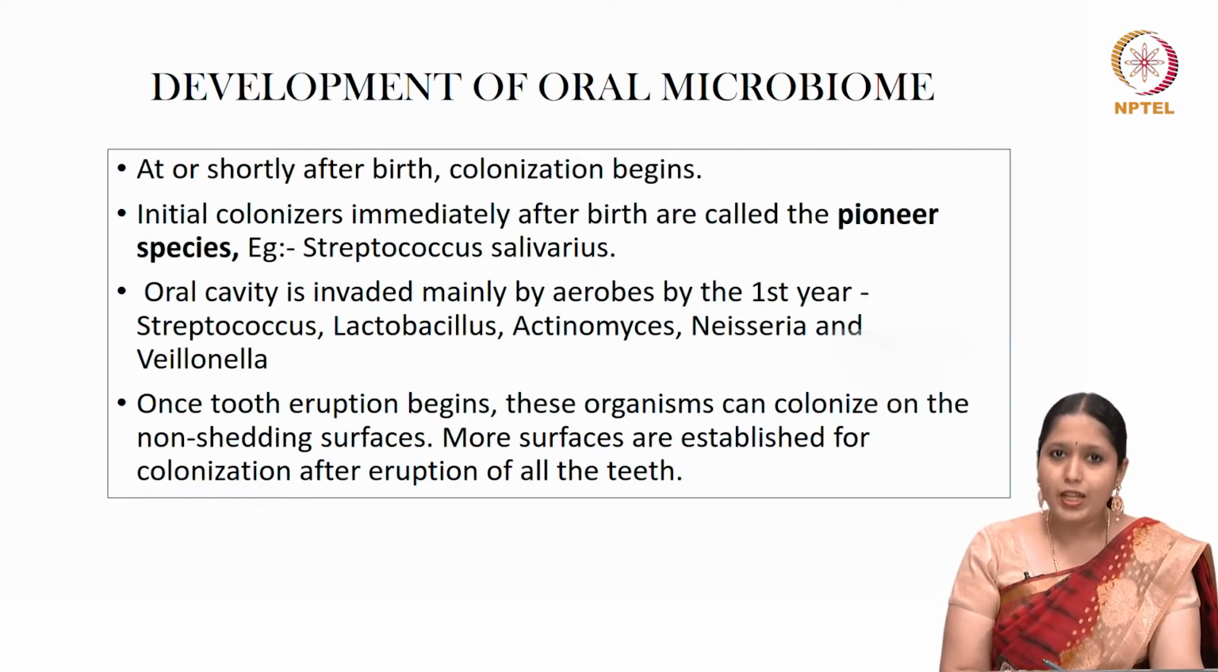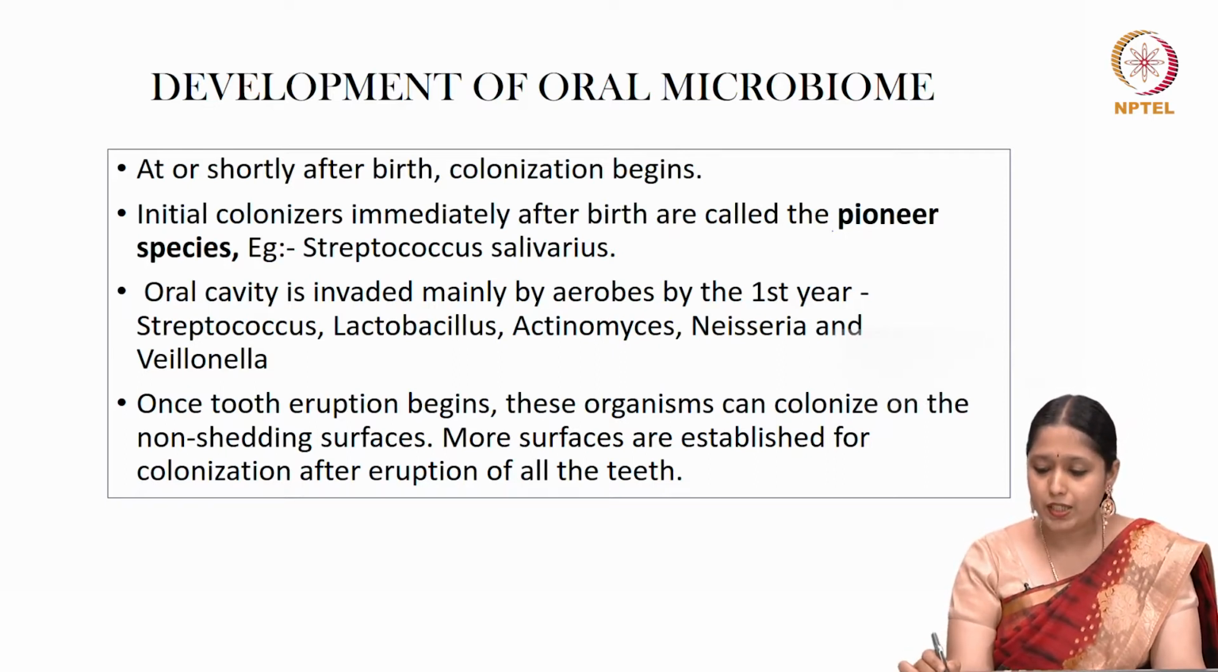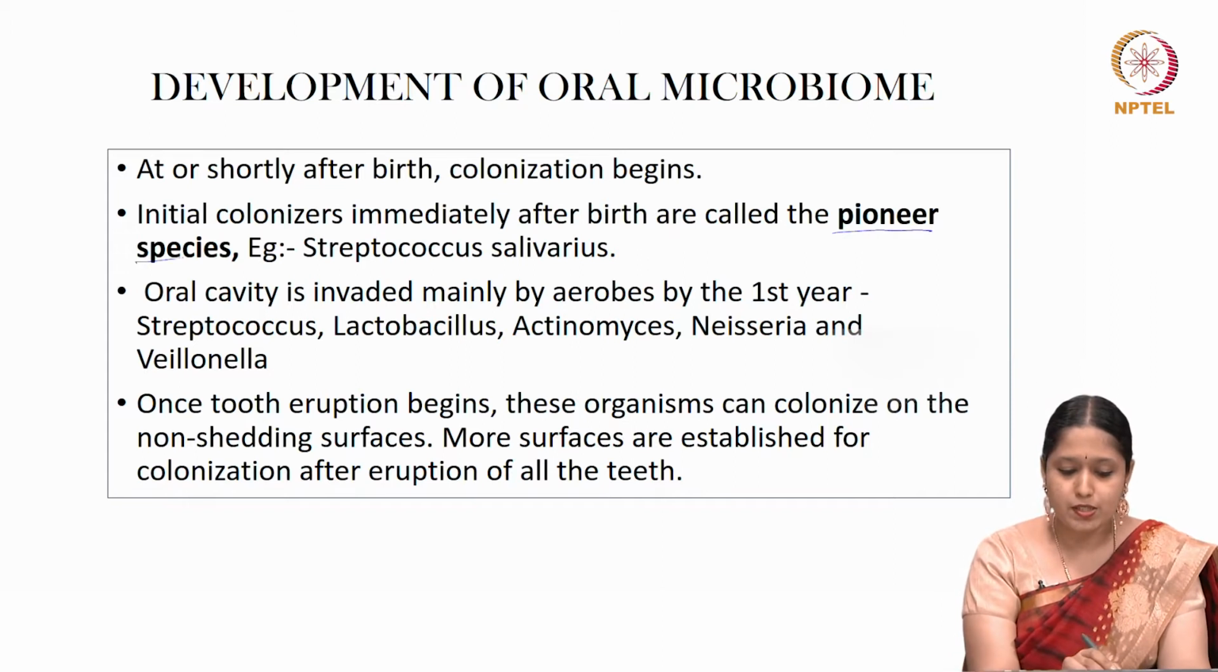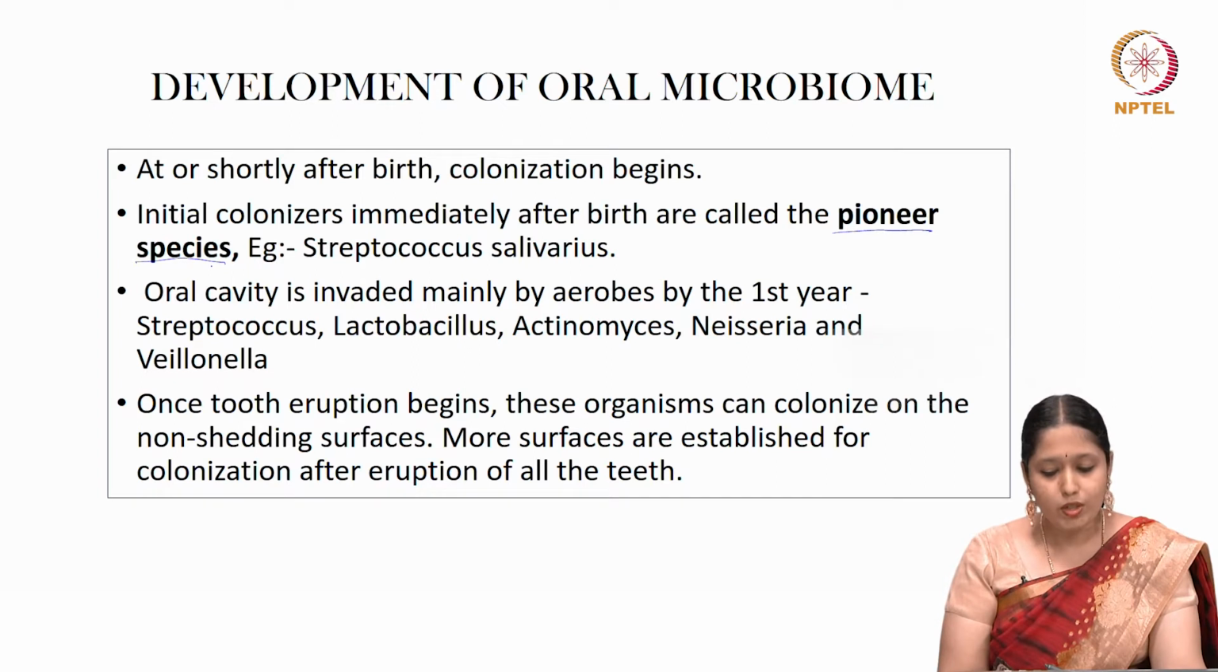At birth or shortly after birth, colonization begins. Initial colonizers immediately after birth are called pioneer species. An example of a pioneer species is Streptococcus salivarius. The oral cavity is invaded by aerobes by the first year, which include Streptococcus, Lactobacillus, Actinomyces, Neisseria and Veillonella. Once tooth eruption begins, the organisms can colonize the non-shedding surfaces. More surfaces are established for colonization after eruption of all teeth.